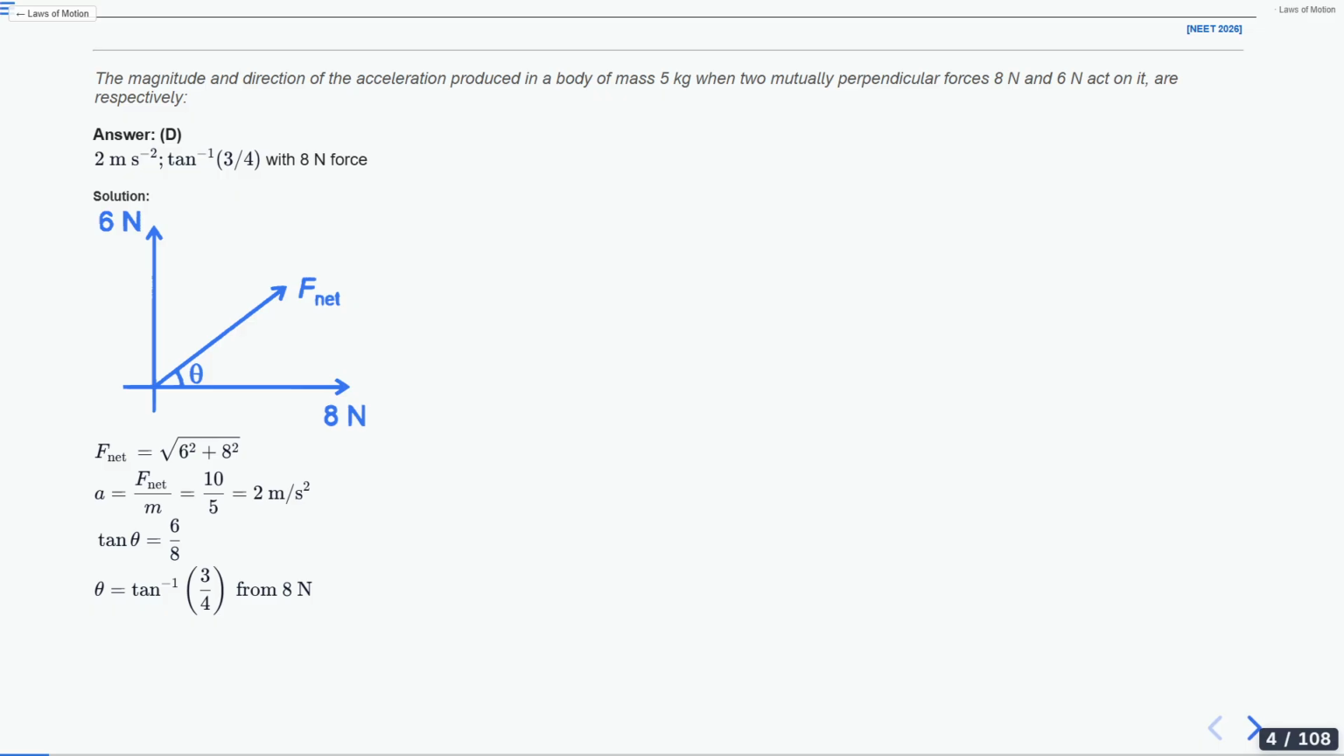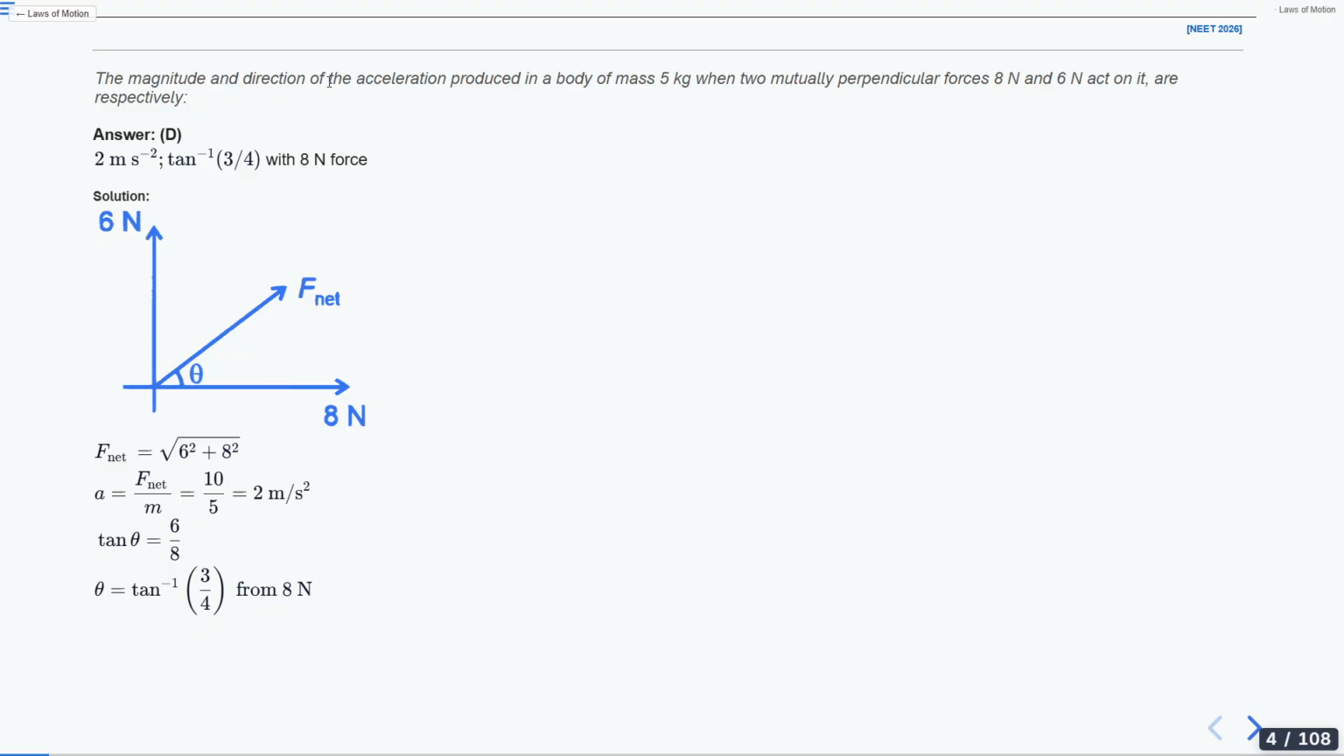Explain again. Look here, we have the forces 8 Newton and 6 Newton, which are perpendicular to each other. They are acting on a body of mass 5 kg. We are told to find the magnitude and direction of the acceleration. If two vectors are perpendicular to each other, then the net is the square root of ax squared plus ay squared. Here ax is 8 Newton along the x-axis and ay is 6 Newton. So the net force is the square root of 6 squared plus 8 squared, which gives 100, so the square root of 100 is 10.